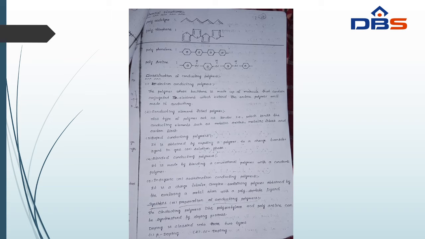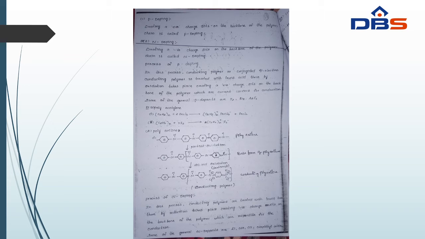The doping process is very important for conducting polymers. Doping is classified into two types: one is p-doping and the other is n-doping. P-doping means positive doping, and n means negative doping. That is important.